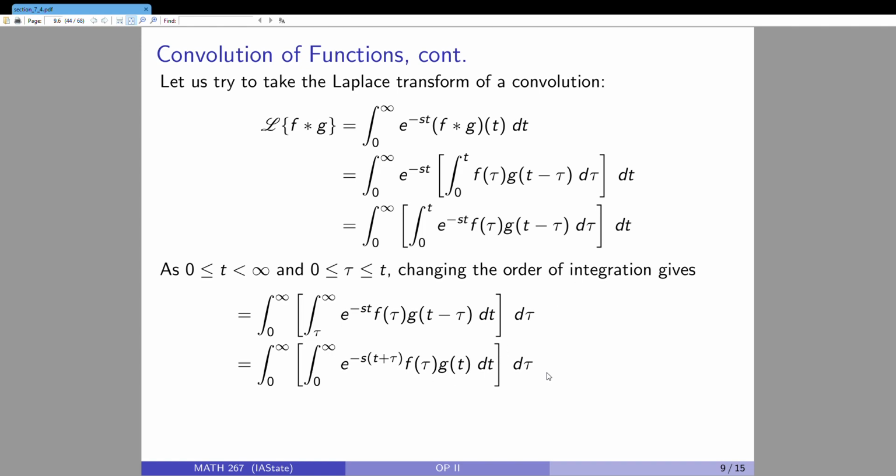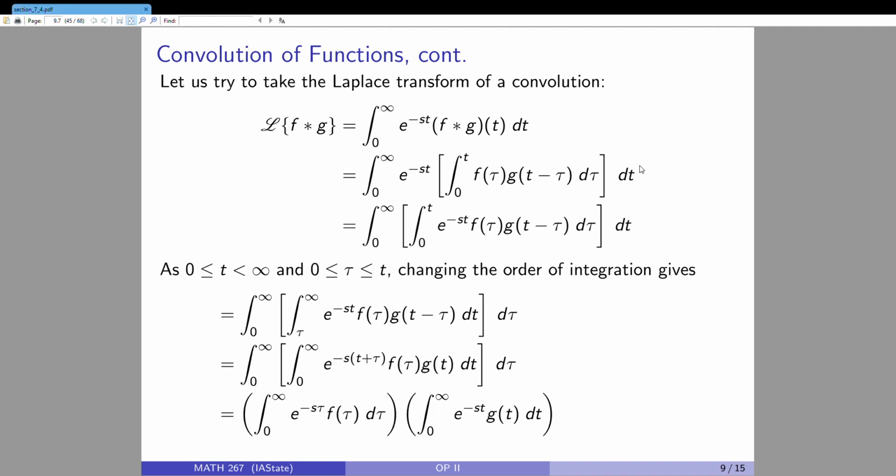And then now if you're looking at this, f of tau I can pull out. A e to the negative s tau can be pulled out. And then on the inside, all I've got is e to the negative s t g of t, so I can divorce those integrals from each other as follows. And, oh man, 3 times is the charm today, apparently. My f of tau disappeared. There it is, I got it. They come in 3s.